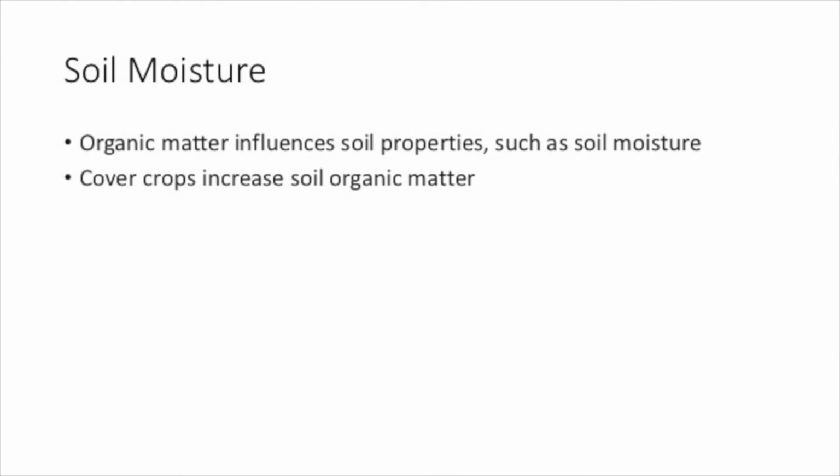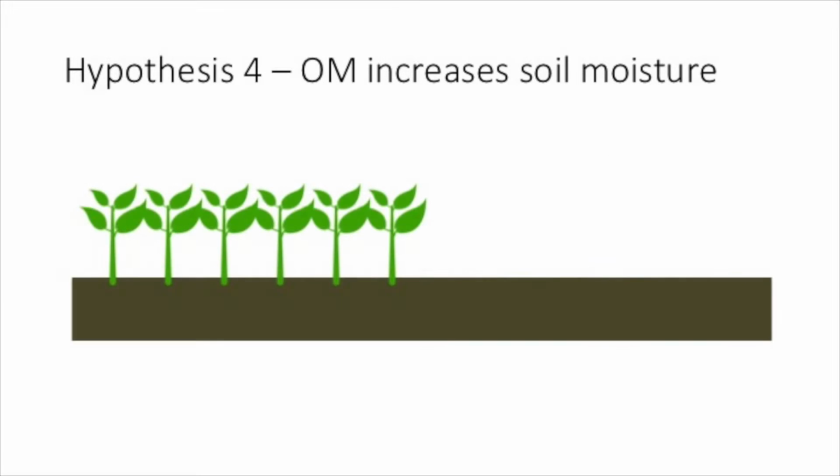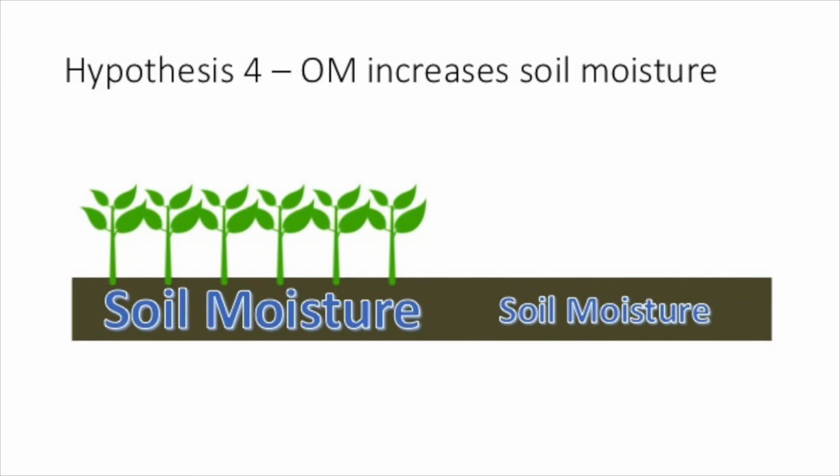Organic matter influences soil properties, such as soil moisture, among others. Cover crops increase soil organic matter. Due to higher organic matter in the cover crop plots, soil moisture will be higher compared to the non-cover crop plots.